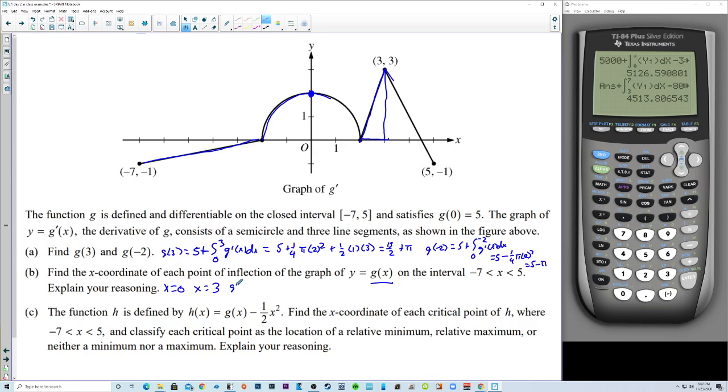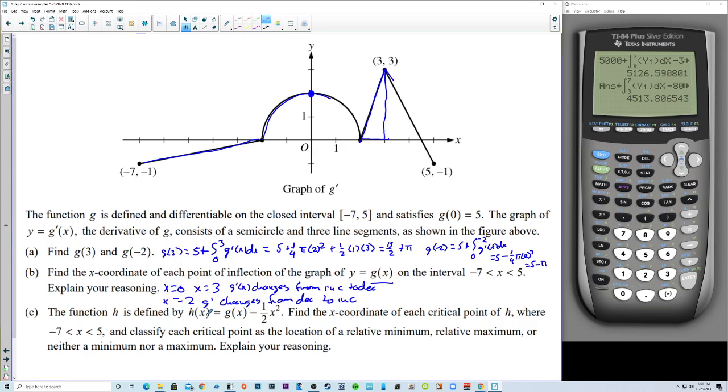So we say that g prime of x changes from increasing to decreasing. And then at x equals 2, g prime changes from decreasing to increasing. So that's where we have points of inflection.